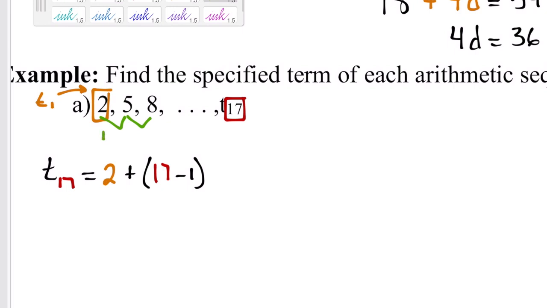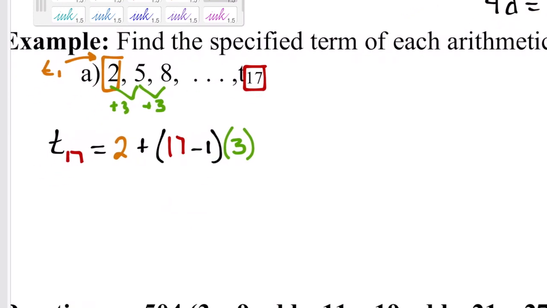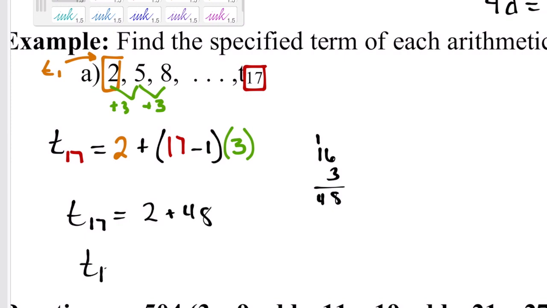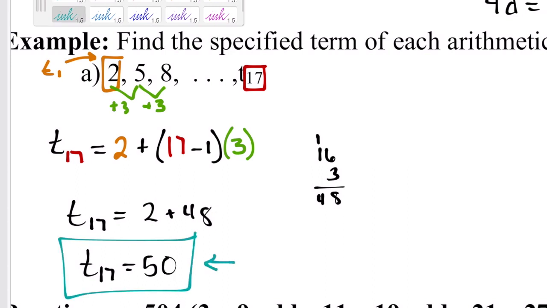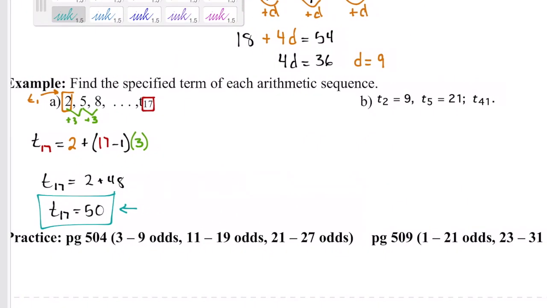And then our common difference, we're trying to figure out what we're adding every time. So in order to get from 2 to 5, we'd be adding 3. Same with 5 to 8, we're adding 3. And so we're multiplying this stuff together. So t sub 17, we're doing 17 minus 1, which is just 16. And then 16 times our 3, we would end up with 48. And then 48 plus the 2 will give us 50. 17th term, done. Not too crazy, right?